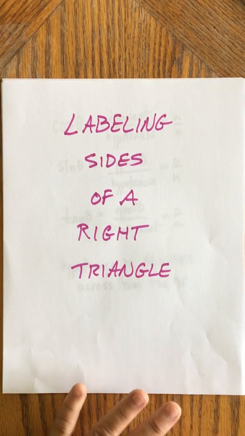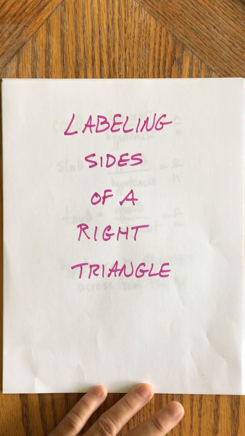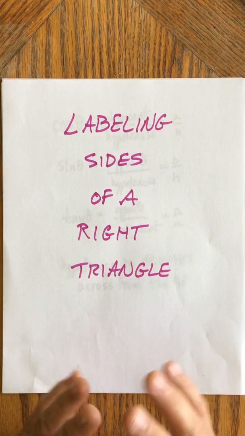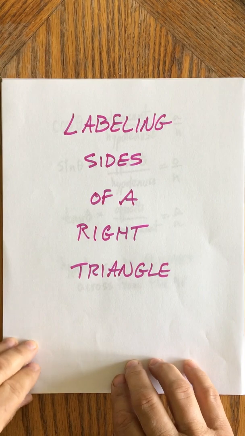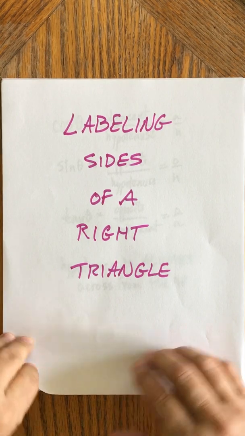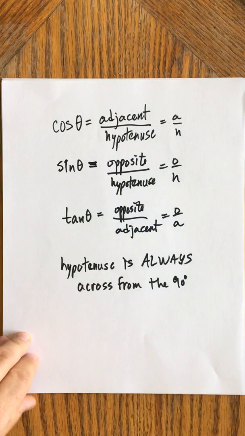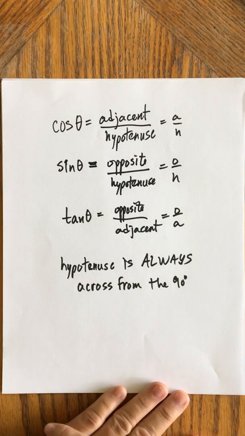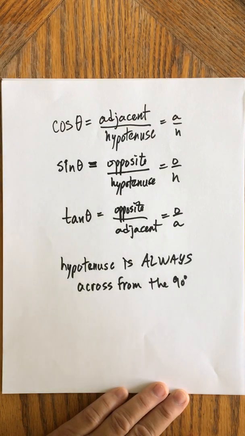Hello, in this video I'm just going to talk a little bit about how to label the sides of a right triangle. And although I'll touch on a standard triangle, meaning that it's on a circle, what I'm talking about are free-form triangles. All right, so if you'll recall from SOHCAHTOA, the definitions of cosine, sine, and tangent relative to the terms adjacent, opposite, and hypotenuse.